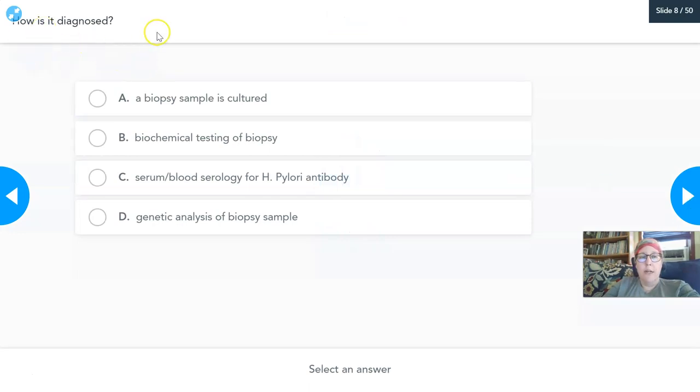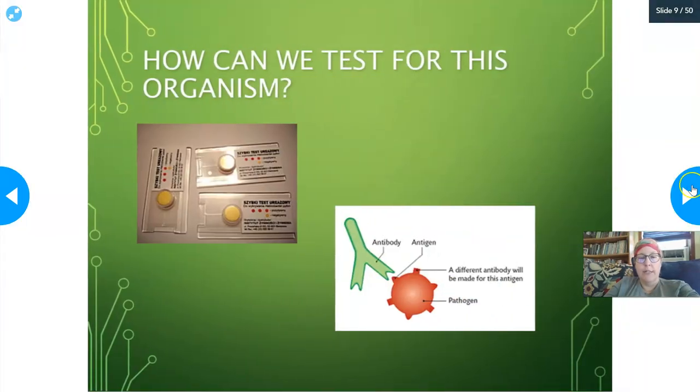So how is it diagnosed? Look it up if you can, or think about which of these would be what we do. Either a biopsy sample is cultured, or you can do biochemical testing of a biopsy, or do we do serum blood serology tests for the antibody to H. pylori, or do we do a genetic analysis of the biopsy sample? Those are all reasonable ways to diagnose, but do you know what is mostly done? Okay, so give it a guess.